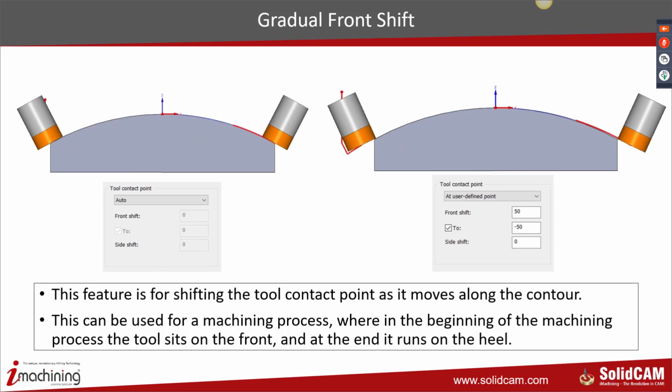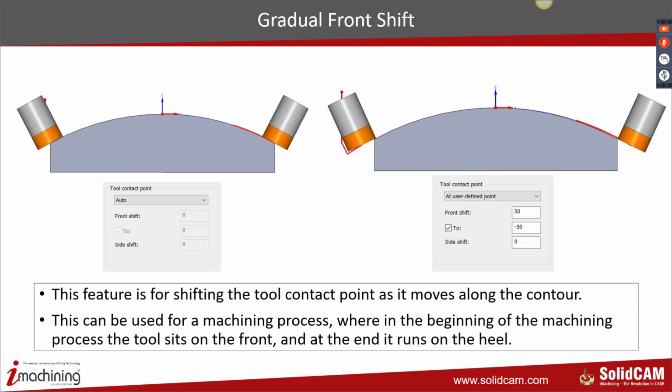you can see that if I had not used the front shift, the contact point of the tool would always be in the center irrespective of where it was cutting. By using the front shift, I'm moving the contact point of the tool from the front when it is in contact with the job for the first time, and when it leaves the job, it basically ends up at the back of the tool. So we use the entire contact area of the tool over the surface.